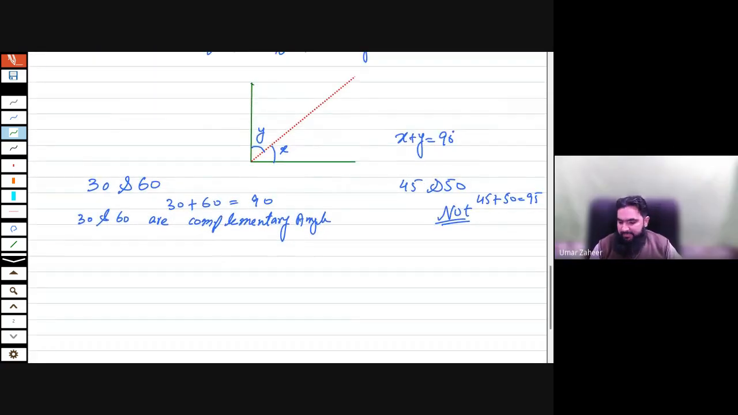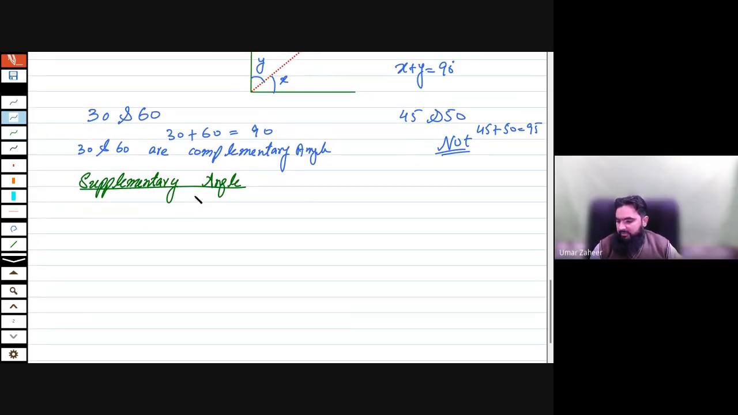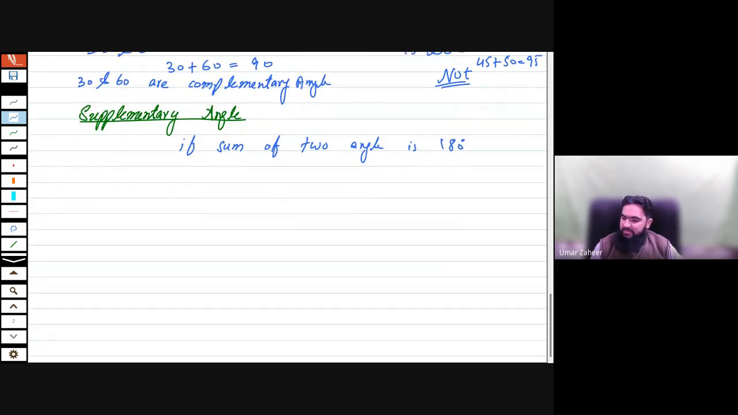After that, we have supplementary angles. Do you have any idea what supplementary is? Angles that add up to 180 degrees. If the sum of two angles is added to 180 degrees, these two angles are known as supplementary angles.